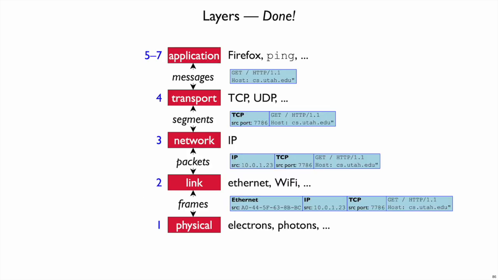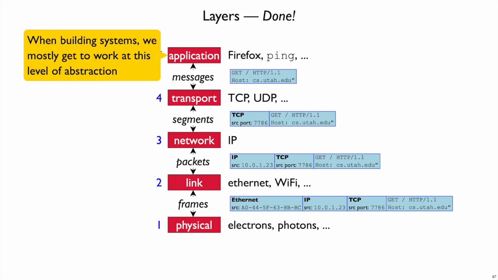And with that, we're done with our investigation of networking layers. We started at the application layer and worked our way all the way down to the link layer and towards the physical layer. We'll leave the physical layer itself to the electrical engineers and physicists, because mostly as we build systems, we're up here at the application level, and we get to take advantage of the abstraction at that level and not worry about the lower levels.